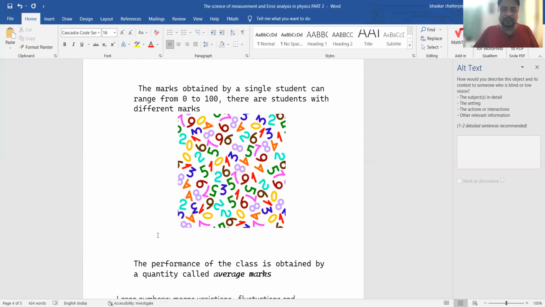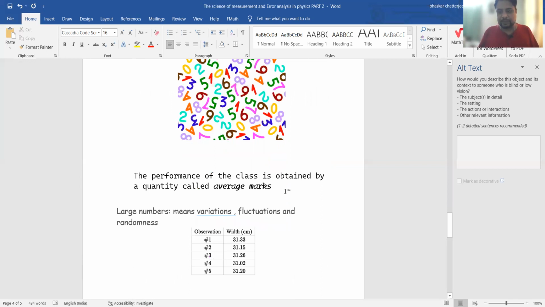Same process is going on here in the random fluctuation. Suppose you are doing an experiment, there can be many factors that are affecting your experiment. So if you are measuring something just once, you are reporting that the result of my measurement is this much.